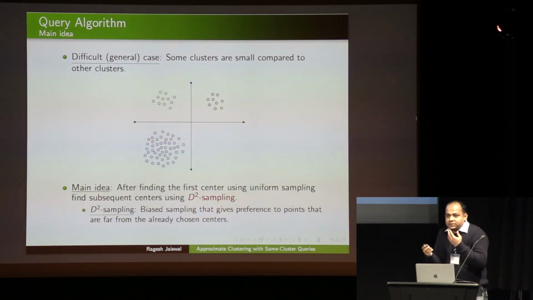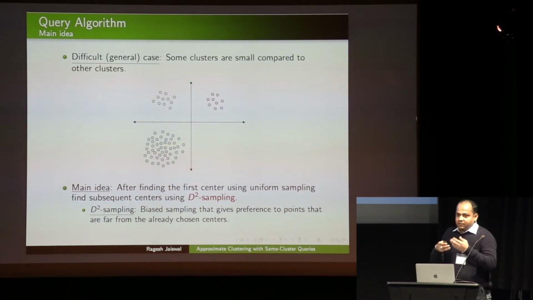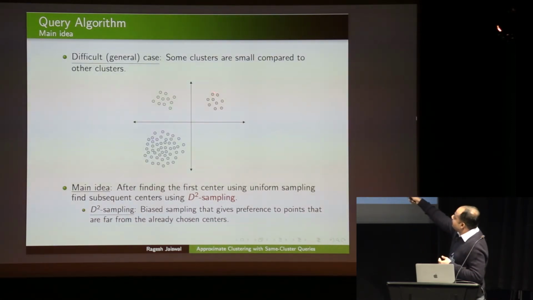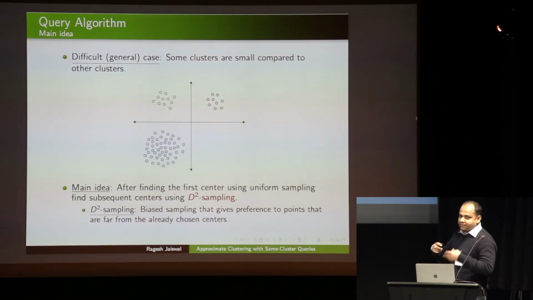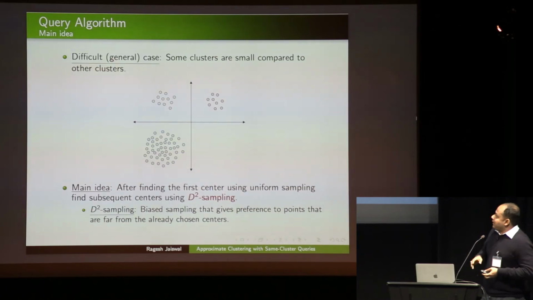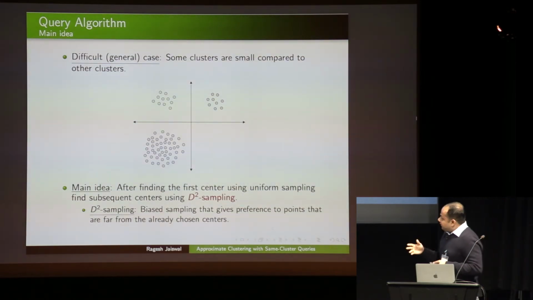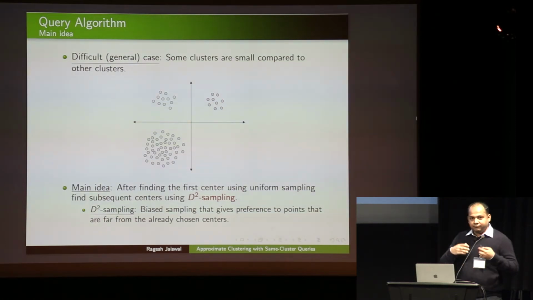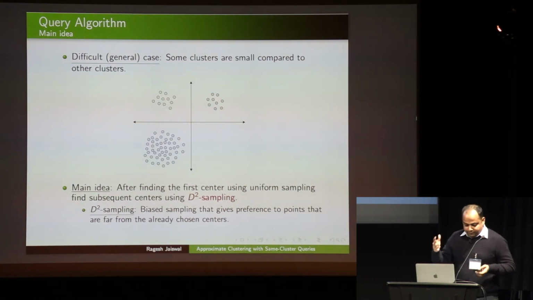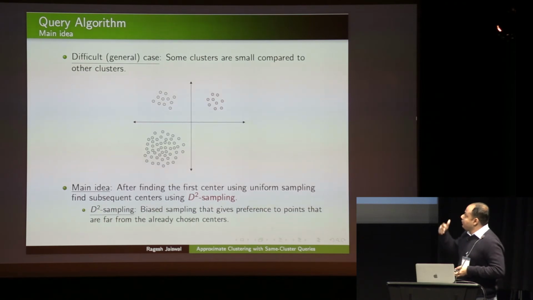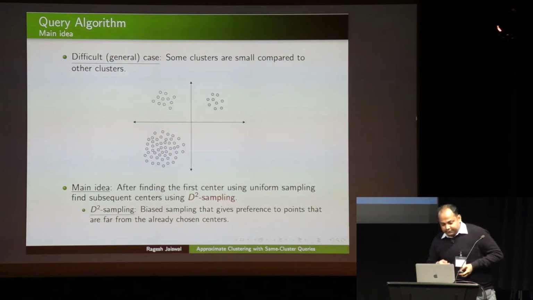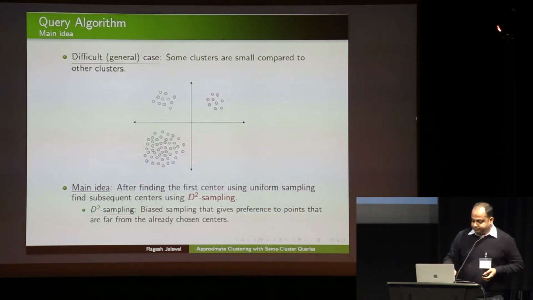Now, your sample is no more uniform. It's a non-uniform sample, because this point is more likely to be sampled than this point, which is closer to the center, and so on. The remaining part of the paper is basically dealing with that technicality. We have been designing various tools and techniques to be able to deal with this kind of technicality. So that's the whole idea of the query algorithm.